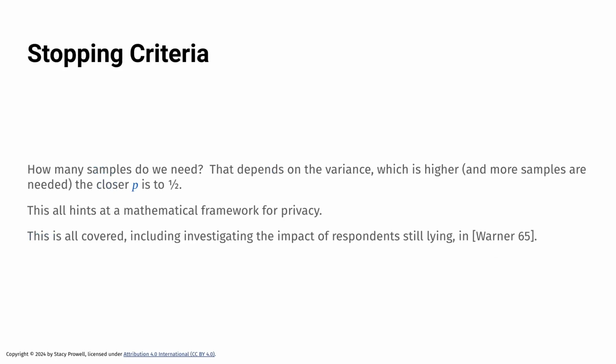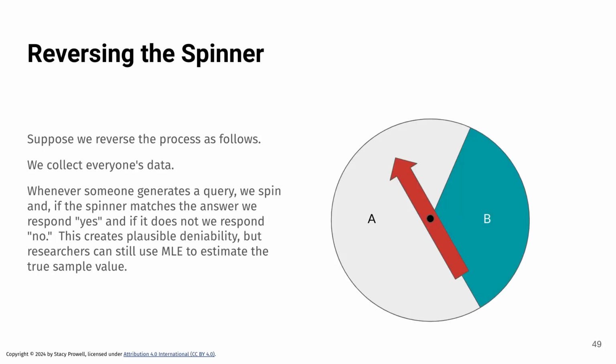So another question we have is, how many samples do I need? What's my stopping criteria? And that's going to depend on the variance. More samples will be needed the closer P is to 1/2. So I would like to push P away from 1/2 and make it larger than that. But all of this is pushing us in the direction of a mathematical framework. Now, all of this is covered in Warner's paper, and it's great. This gives us a nice framework for doing this kind of stuff.